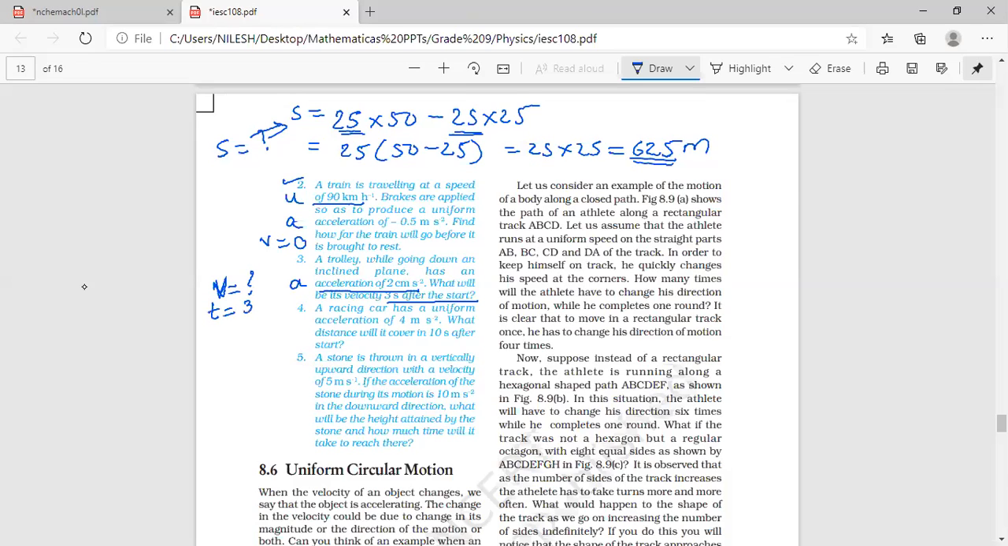Time. And one more thing is given: initial velocity. How much is initial velocity? 0, because it starts. And now see, it is going down the plane, means it is moving downwards, and the acceleration downwards will also be positive because it is going in the direction of the motion. Yes or no? Yes. So start writing.